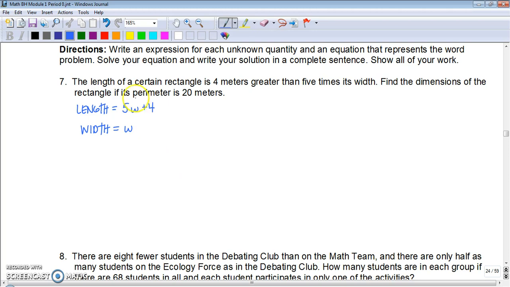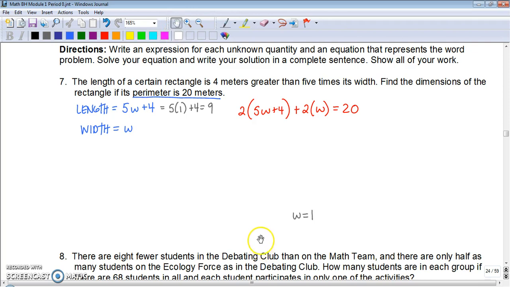Then we're going to build an equation that involves the perimeter, which means we need to double each of these sides because it has 4 sides, 2 of each. So my equation is going to be 2 times (5w plus 4) plus 2 times w equals 20. I don't need those parentheses, but I'll put them. I'm going to solve that, and whatever I get for my answer, I'm going to plug it back into the length to find the second answer. So if the answer comes out to be 1, then I would plug it in up here, and I would get 5 times 1 plus 4, which is 9. Then you're writing sentences.